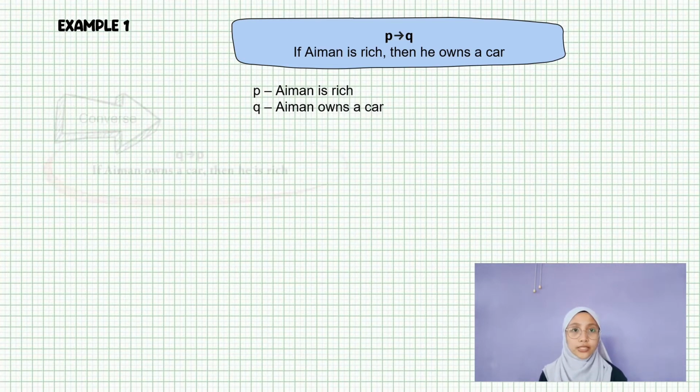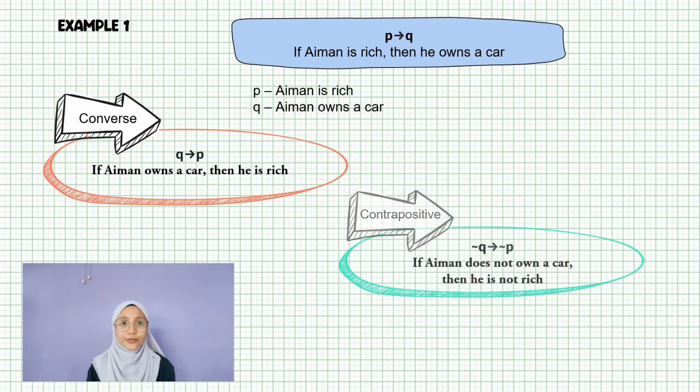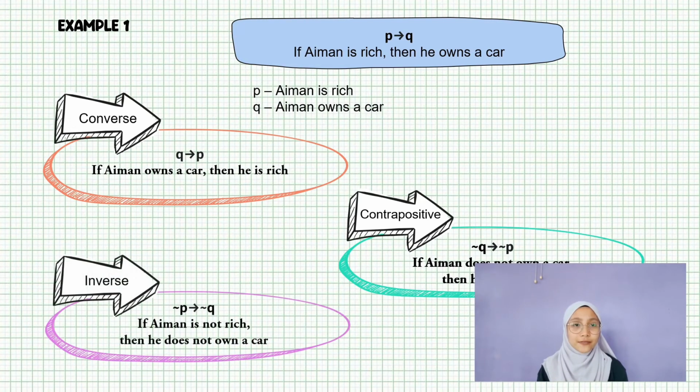So the converse for this statement is Q implies P. If Aiman owns a car, then he is rich. Next, contrapositive. Negation Q implies negation P. If Aiman does not own a car, then he is not rich. Lastly, inverse. Negation P implies negation Q. If Aiman is not rich, then he does not own a car.